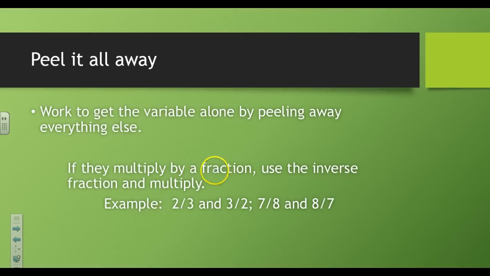If they multiply by a fraction, use the inverse fraction but still multiply. So an example, the fraction 2/3 and the inverse 3/2. If you multiply fractions, if you remember, you just multiply straight across. So 2 times 3 is 6, 3 times 2 is 6. So it becomes a 1, which basically in math just makes it disappear. You don't see multiply by 1 written out anywhere.